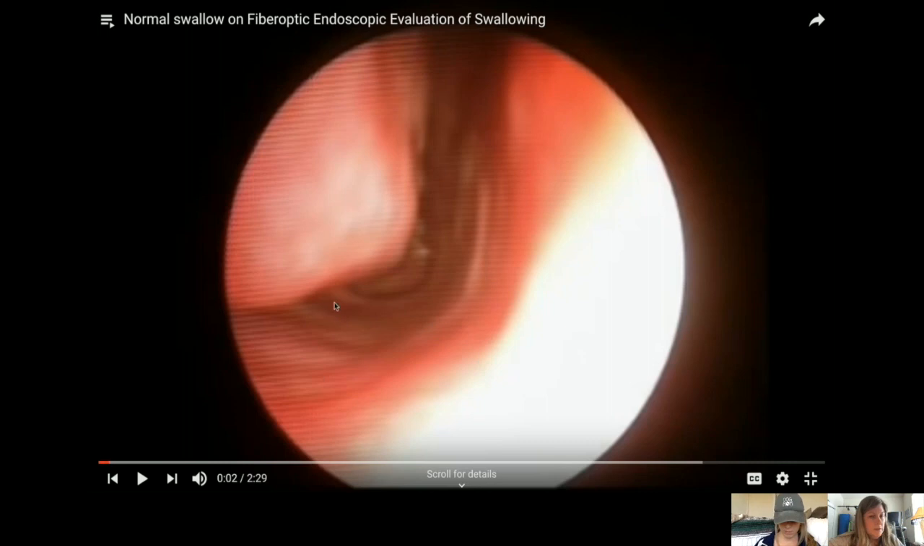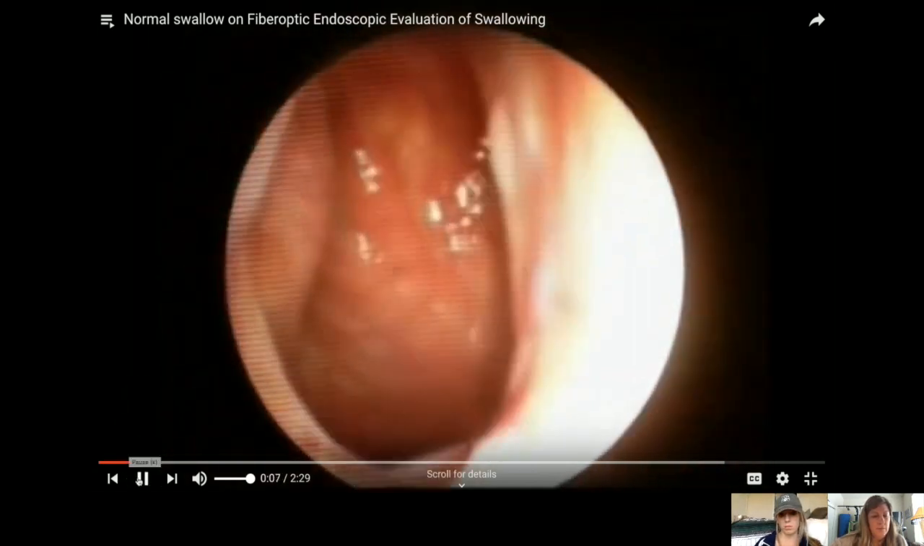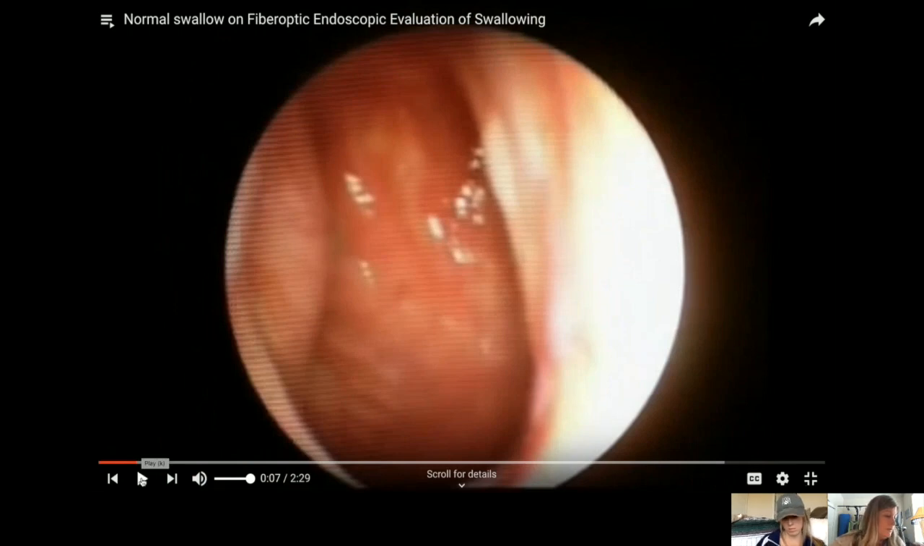So we're going to look at your swallow now, and I'll go ahead and point things out as we go through the video about what we're seeing. Okay. So this first part, we're going to be going into your nose. This is the beginning here. You can see it go into your nose. And right there, we're just going right through your velopharyngeal port.